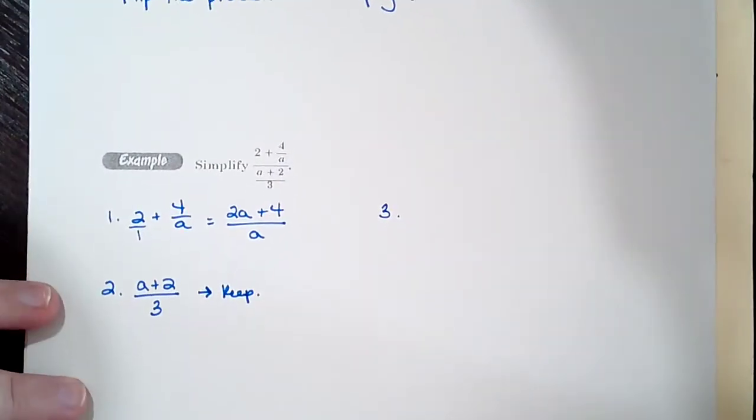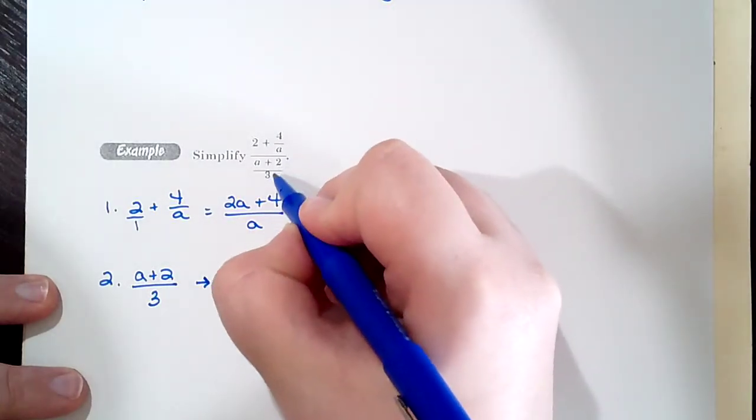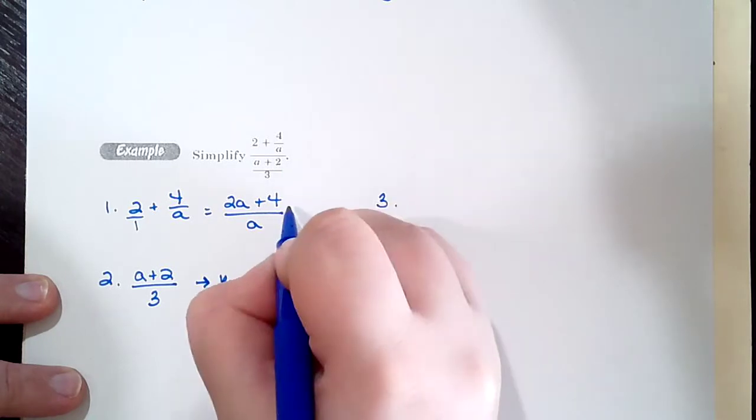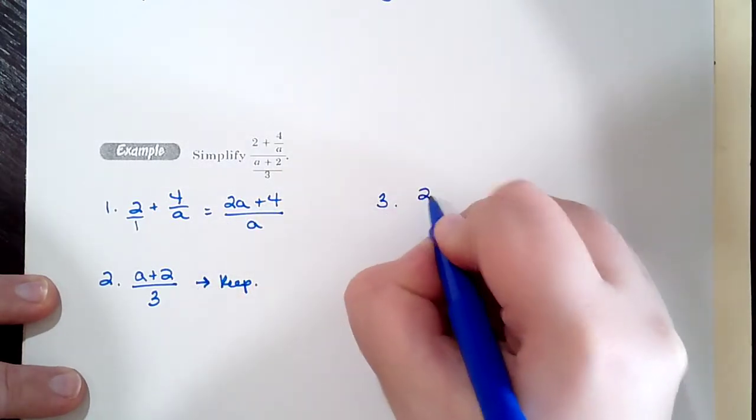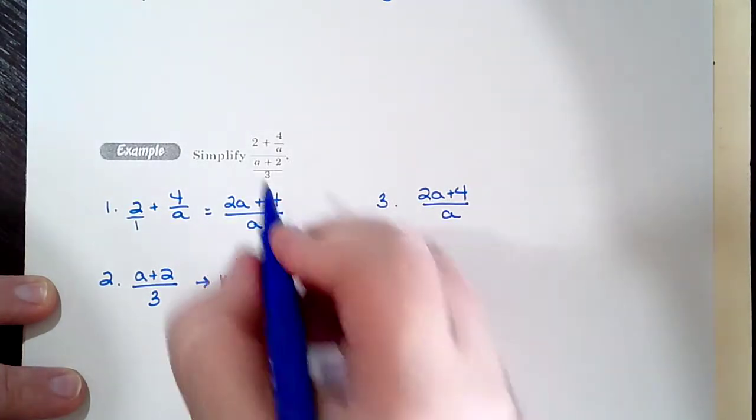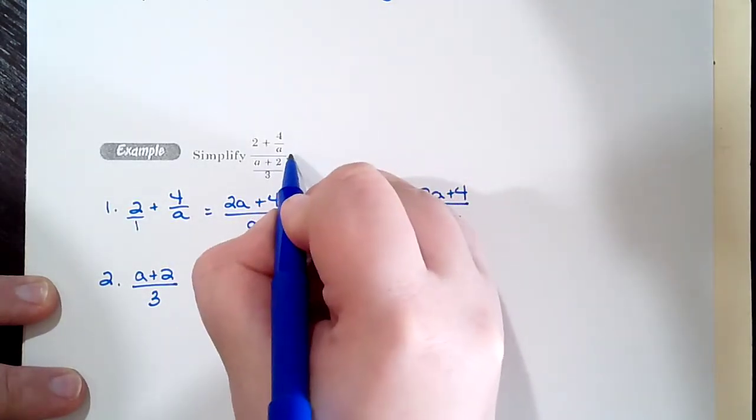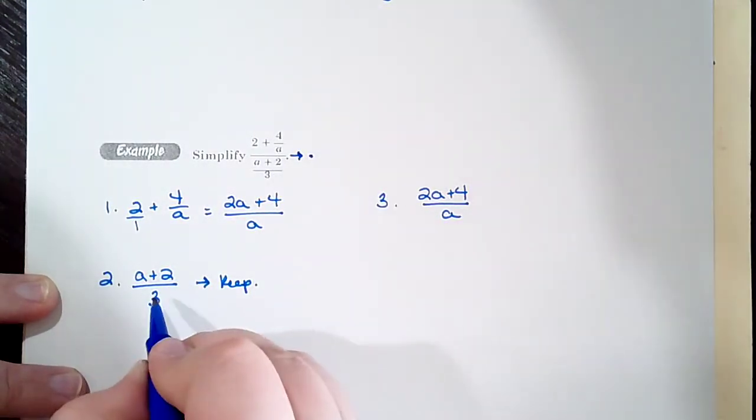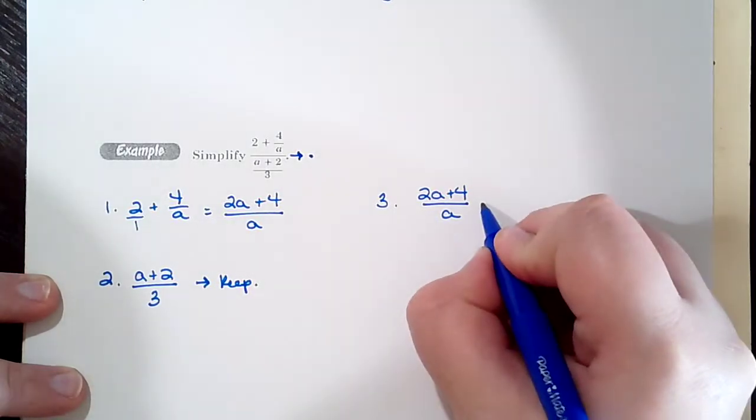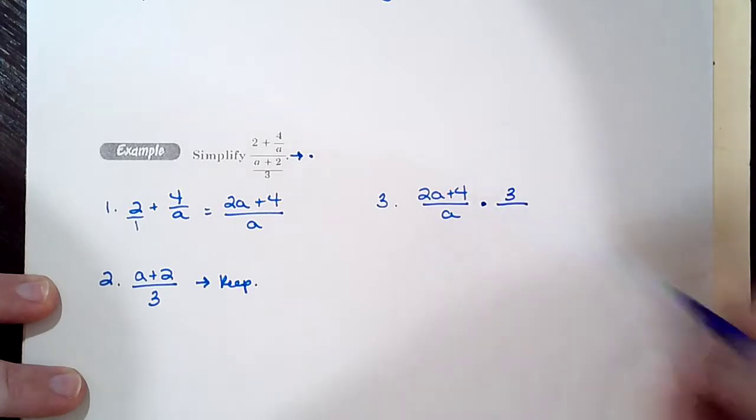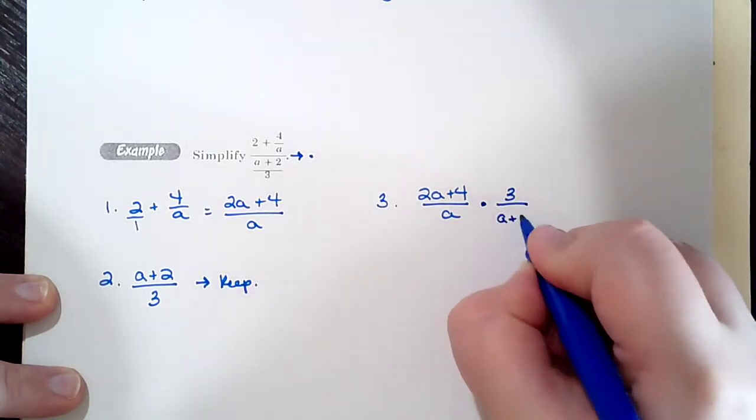So what I'm going to do is I've got a fraction divided by a fraction. We know that means we keep the first, being what we simplified, 2a plus 4 divided by a. We change the sign to be multiplication, and then we flip the second fraction, which in this case we didn't have to simplify. So we're going to multiply by the flip, which is 3 over a plus 2.